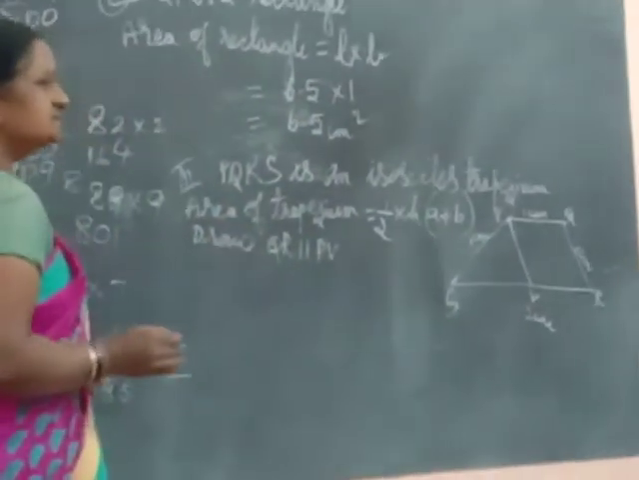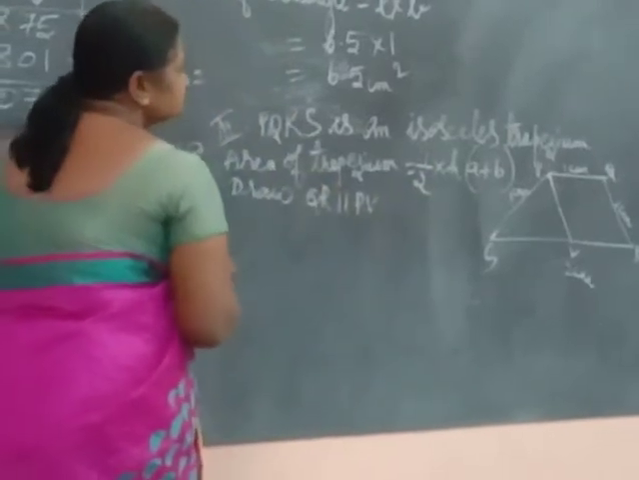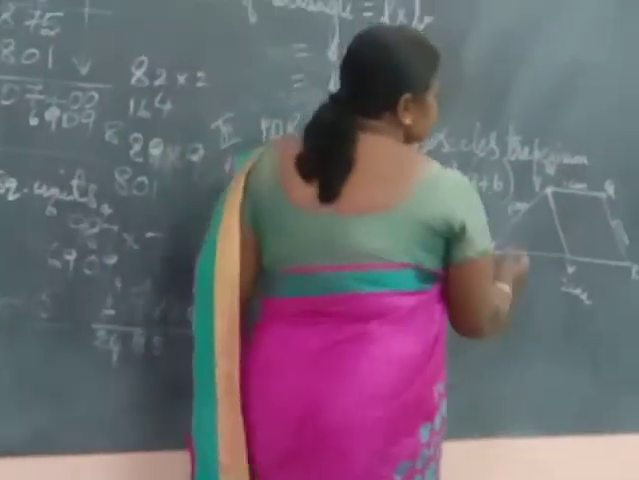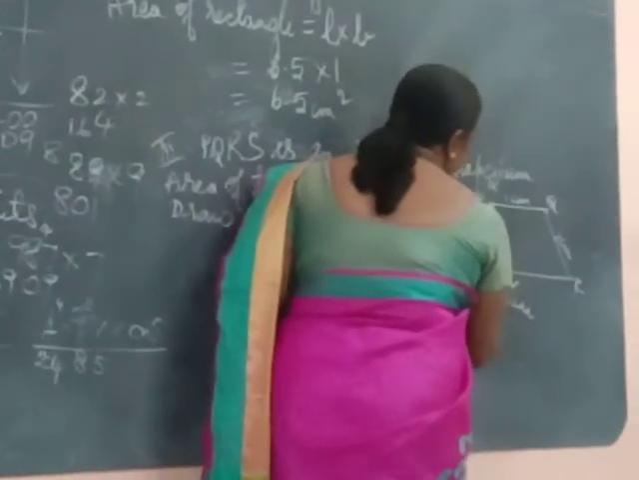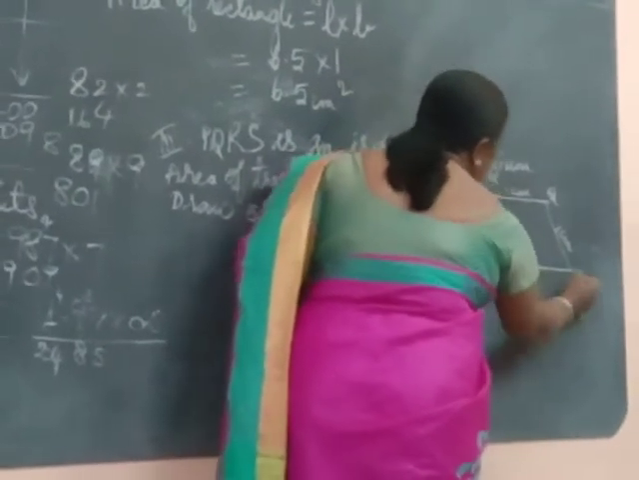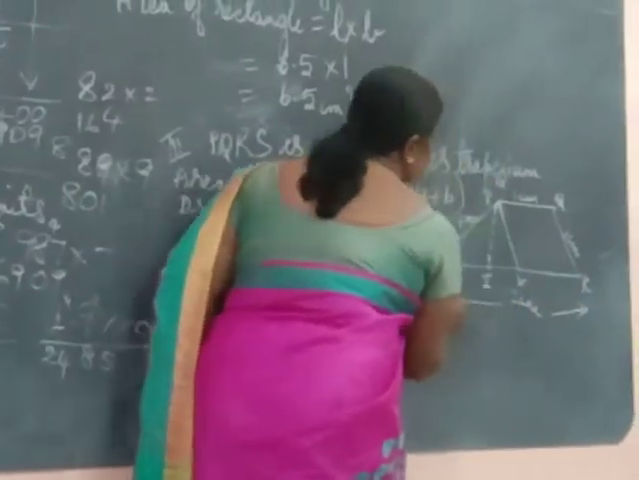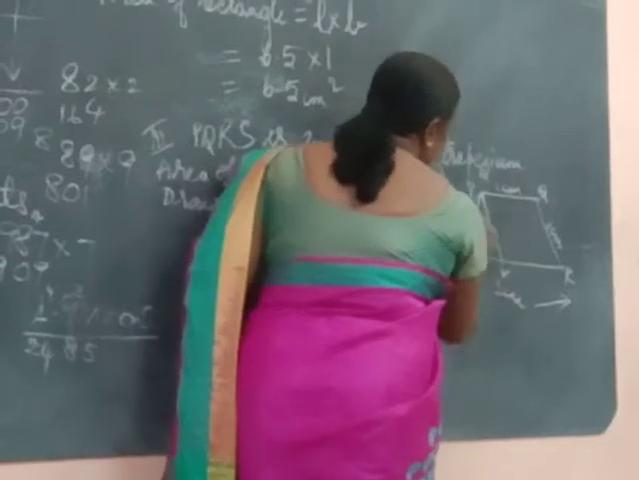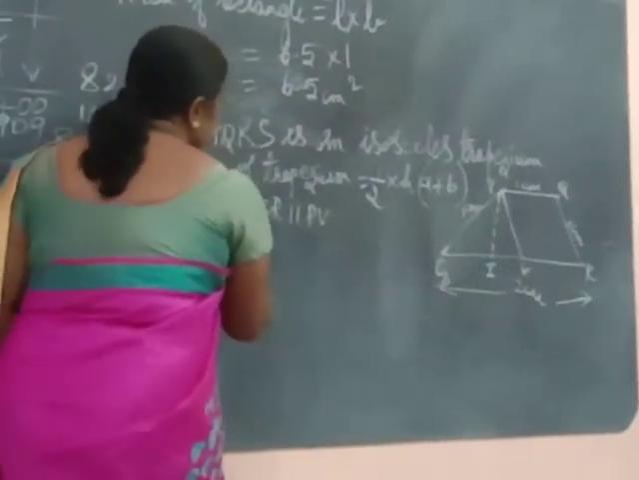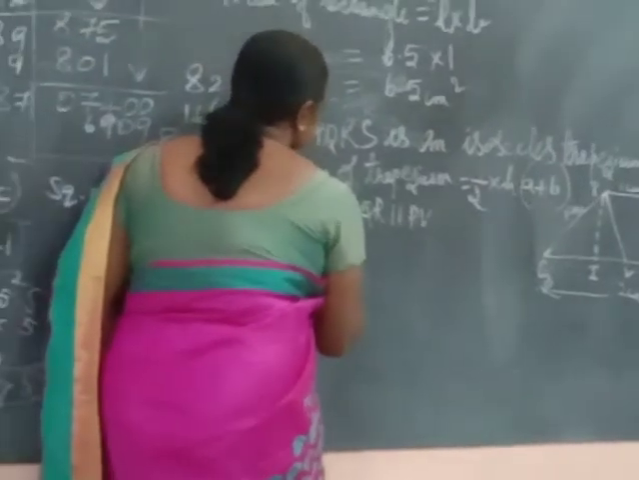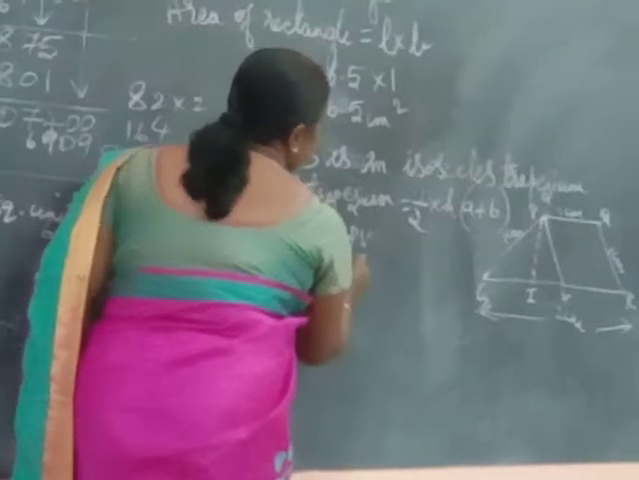Add this in your class. QR parallel to PV. Then next, let us draw PI perpendicular to SR. Complete this one. PI perpendicular to RS.